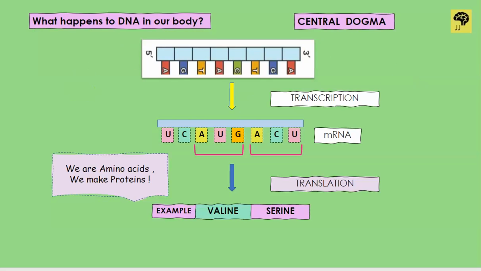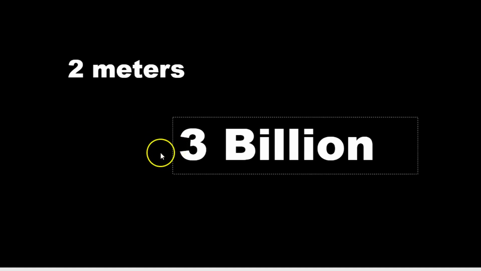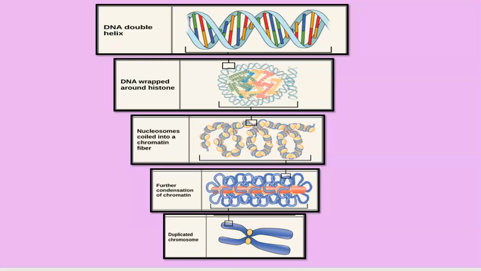It is very amazing that DNA is actually 2 meters long and contains 3 billion base pairs. Can you imagine that? How do you think this big DNA is accommodated in our small cell? There is a process for that, and we will learn about that right now.